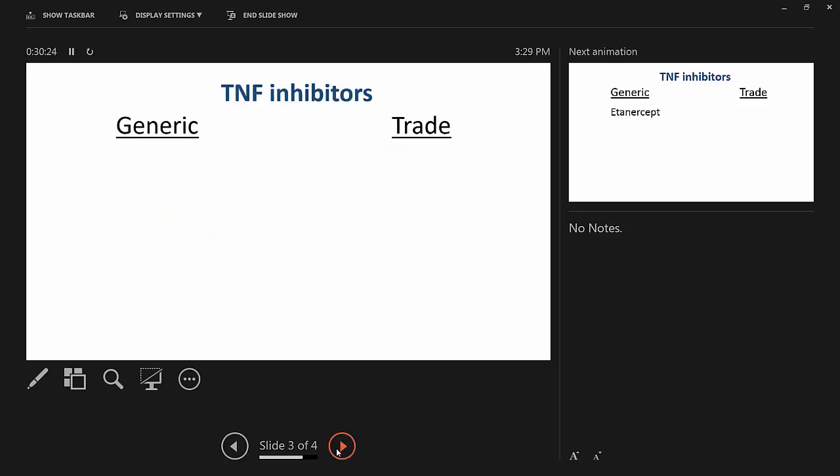I will begin with the TNF-alpha inhibitor agents, both generic and trade. I will repeat each agent twice with a long pause in between so you can practice following each pronunciation. Etanercept. Etanercept. Enbrel. Enbrel.